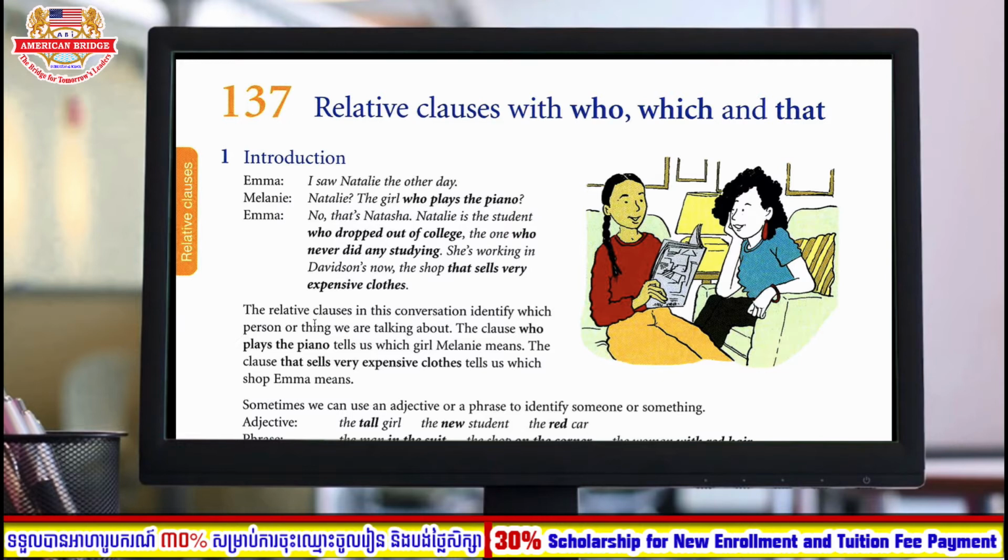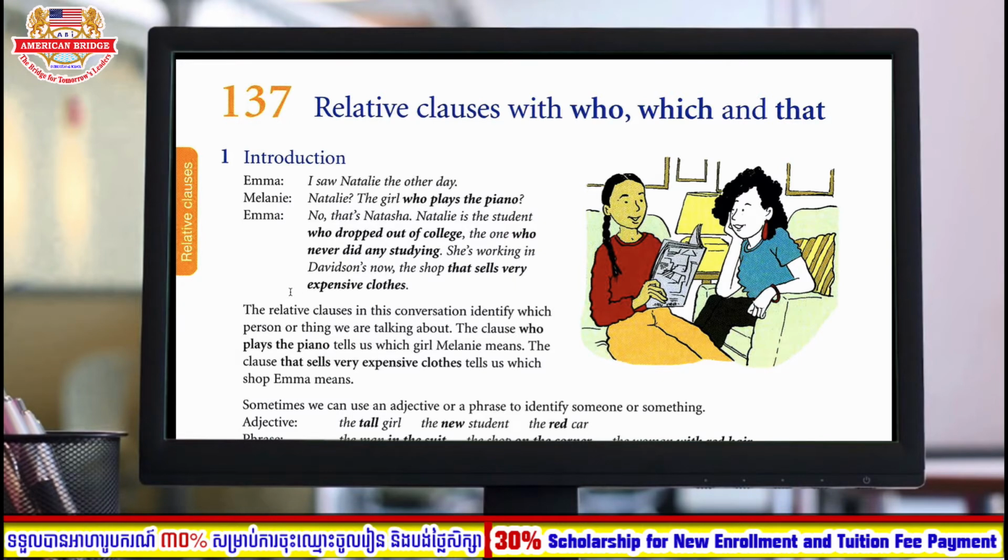So let's read this conversation all together. Emma said, I saw Natalie the other day. Natalie? The girl who played the piano? No, that's Natasha. Natalie is the student who dropped out of college, the one who never did any studying. She's working in the Vision now, the shop that sells very expensive clothes.